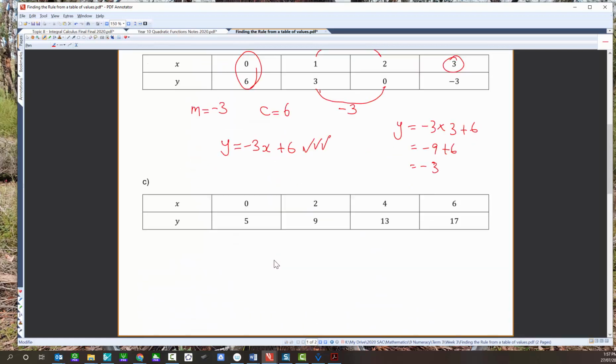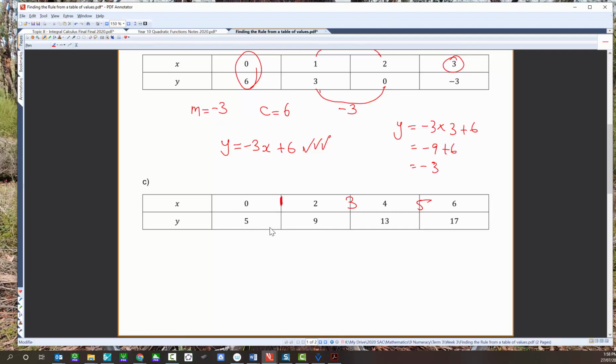Okay, part C. Remember what we do is we look for a situation where the x values in the table of values increase by 1. Now notice that that doesn't happen here. It goes from 0 to 2 to 4 to 6. Well, what I suggest you do is make it happen by adding some things into the table of values. So we've got 0 to 2. Why not add 1 in between there? And why not add 3? And why not add 5?